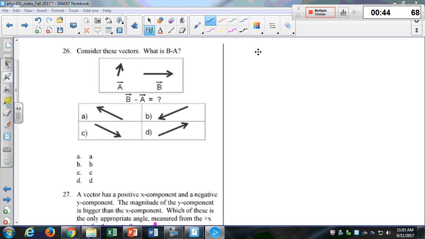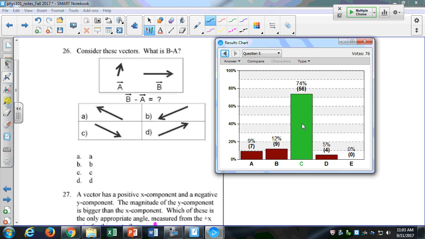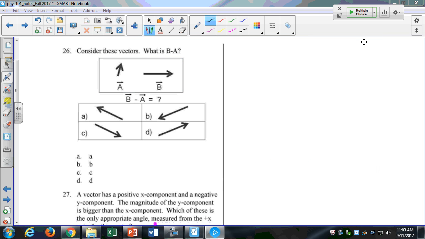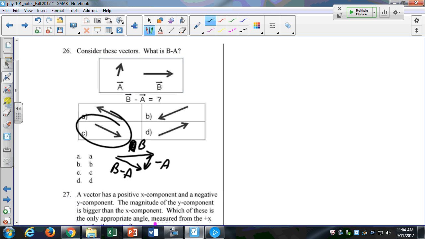All right, let's stop at 52. I think that's right. Yeah, C is right. All right, so I have B minus A. So I draw B first, and then I draw negative A. Negative A, I just flip the direction of the vector, and then the resultant will look like this. This is B, negative A. This is B minus A, so that's going to be C is the right answer.